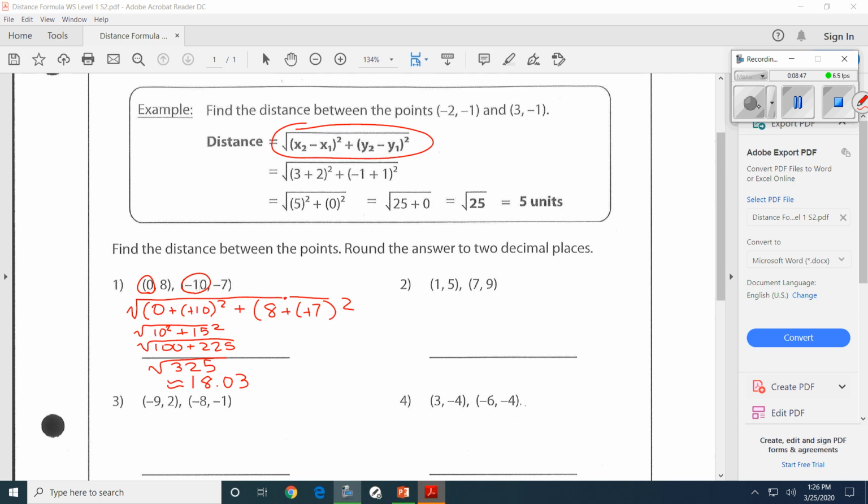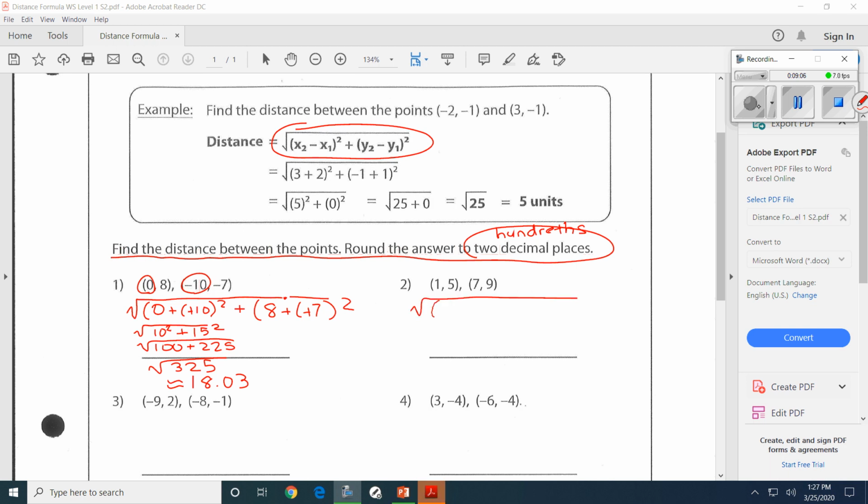Now notice I have 2 decimal places because I read the directions: round the answer to 2 decimal places, which means to the nearest hundredths. So it always serves you well to read the directions and follow them. Okay, so let's just practice one more together.